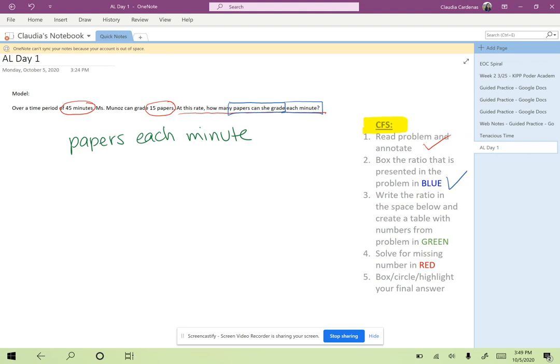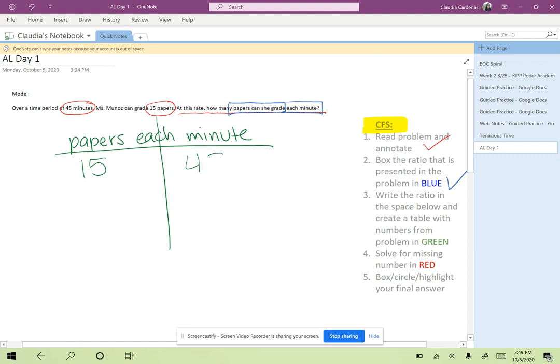Okay, let's say that I'm struggling with my independent and dependent variable. I'm not sure which one is y or which one is x. So I'm going to create a table with my phrasing. So I see that there's papers and I see that there are minutes. In the problem, they told me that 15 papers are graded in 45 minutes. Now, if the question wants to know how many papers can she grade each minute, I know that is the unit rate. So they want to know for 1 minute. So here is my question mark.